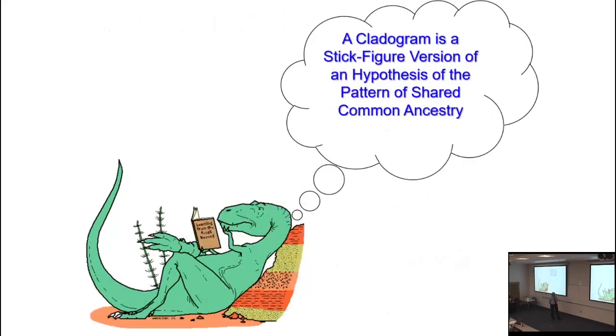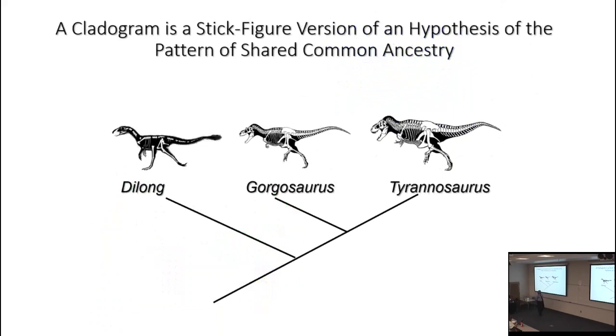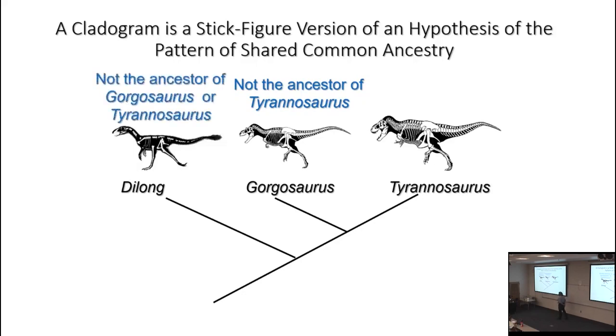So, the first aspect of tree-based thinking is just this, the basic one. A cladogram is a stick-figure version of a hypothesis of a pattern of shared common ancestry. I've already had a slide that stated that basically, and there we have the same statement again. So this diagram does not say that Gorgosaurus is an ancestor of Tyrannosaurus. It does not say that Dilong is the ancestor of Gorgosaurus and Tyrannosaurus. That's not what the cladograms say.